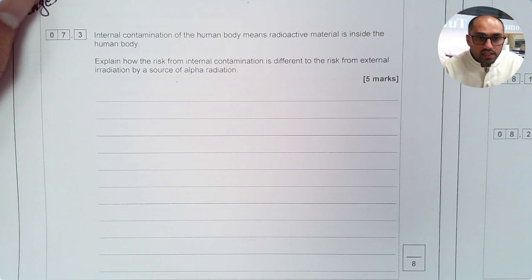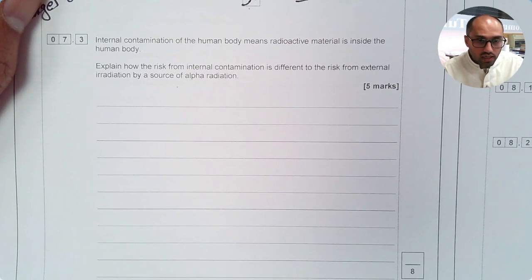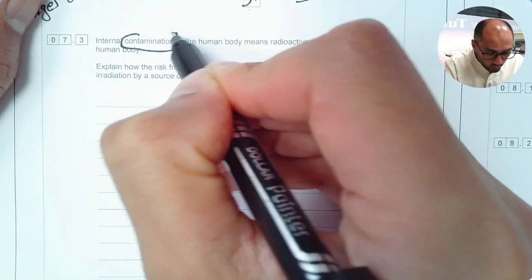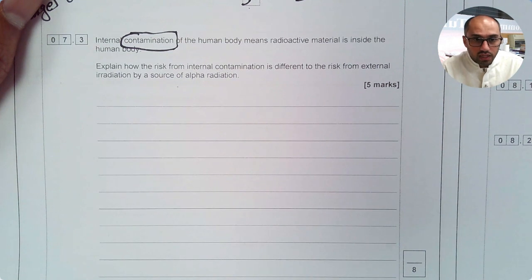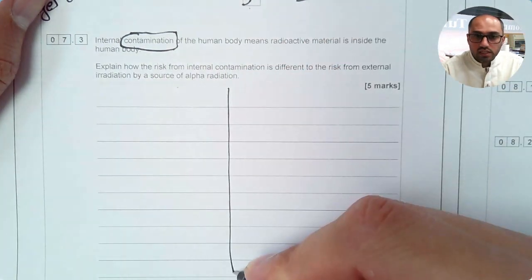Next part says internal contamination of the human body means radioactive material is inside the human body. So they are basically describing what contamination means. So contamination means when radioactive material becomes part of your body. Explain how the risk from internal contamination is different to the risk from external irradiation by a source of alpha particles. Basically, you'll have to make two sections for this.